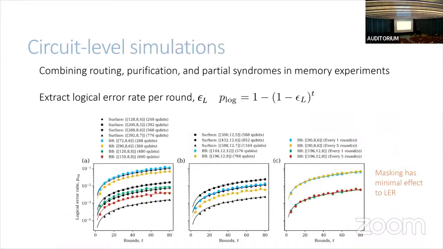So for the circuit level simulations, we compare it against the surface code, and we extract the logical error rate per round to quantify how well it performs. I'd like to note on this slide, this panel right here, panel C, we changed the rounds at which the long-range generators are measured. Instead of every 1 round, we do every 5 rounds, and we find, at least for this code and this error regime, they perform pretty well. So presumably masking has minimal effect on the logical error rate.